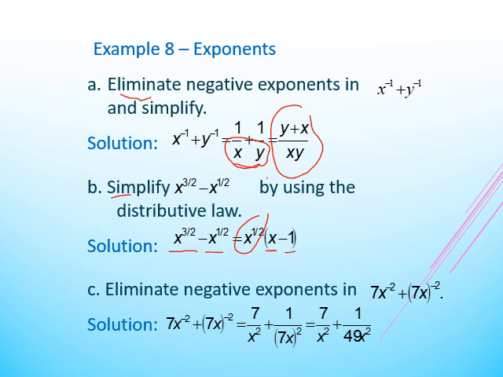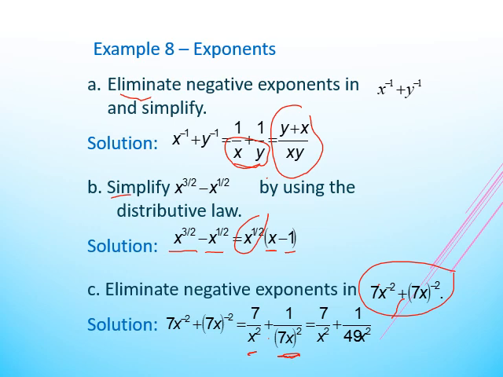Number C, eliminate negative exponents in 7x to the power negative 2 plus (7x) all to the power negative 2. Take care, please. This example is very important that may be different from one to another. To eliminate the negative exponents here, we put the negative exponent in the denominator as follows: 7 over x to the power 2 and plus sign here, and then (7x) to the power negative 2 will be 1 over (7x) all to the power 2.